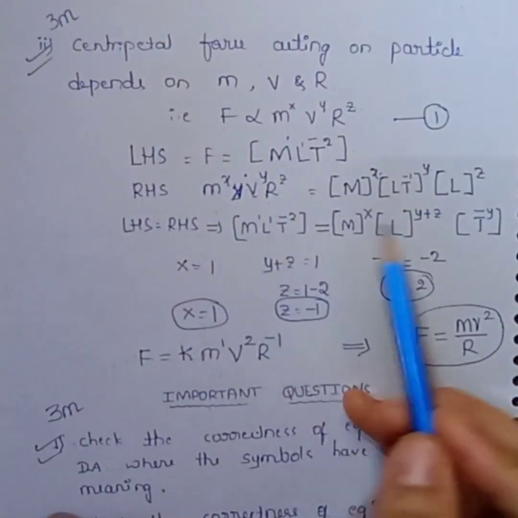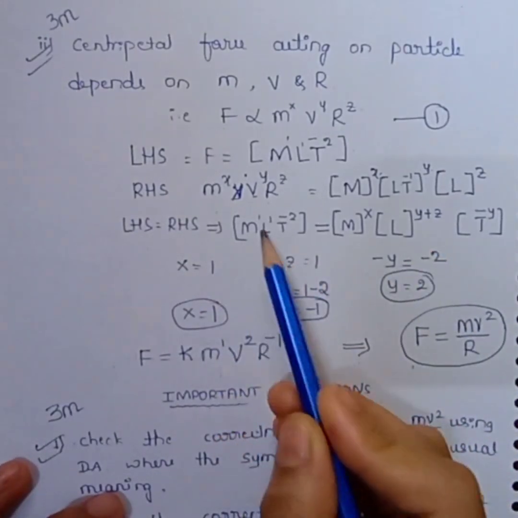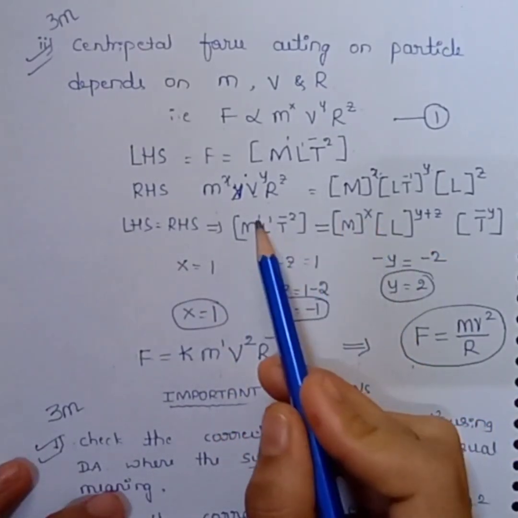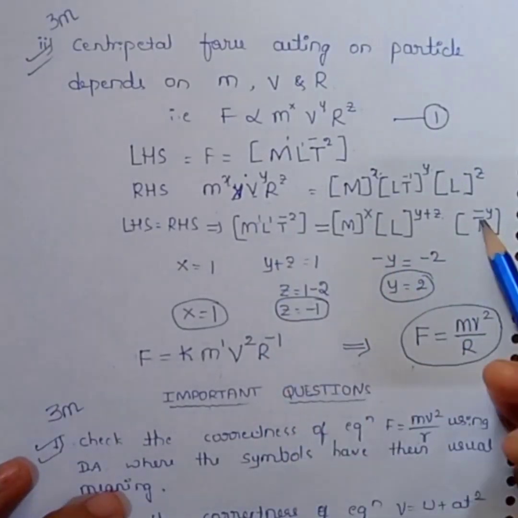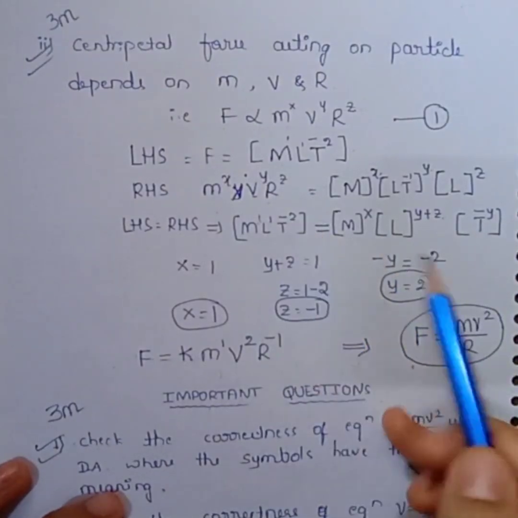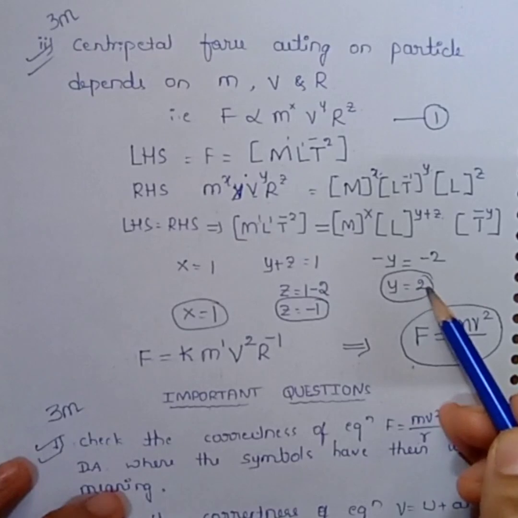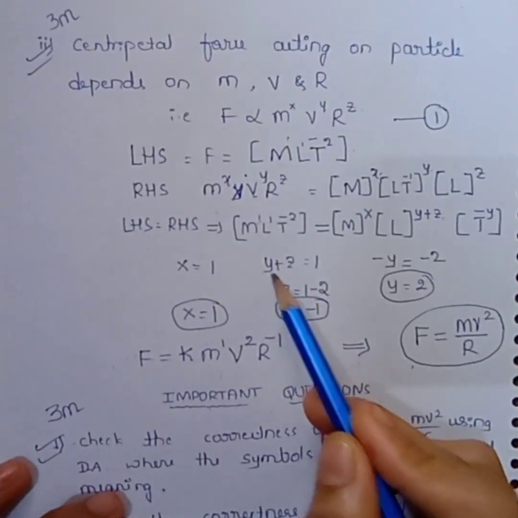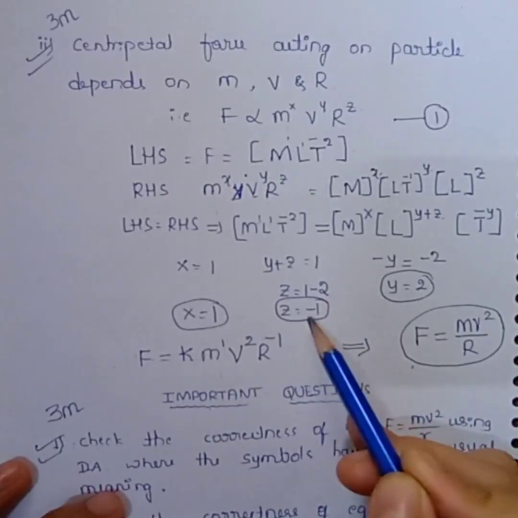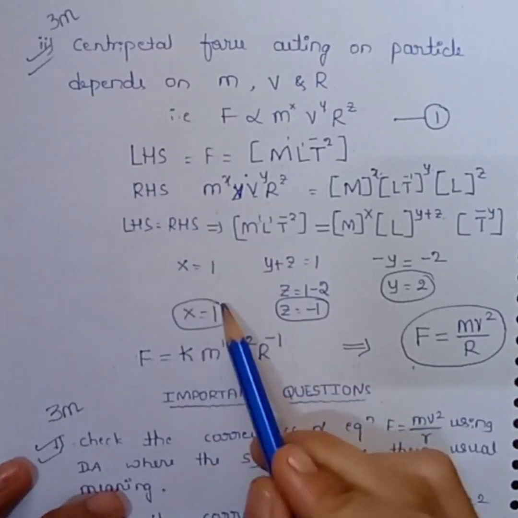Just by equating LHS and RHS parts, we get x equals 1, y plus z equals 1, and minus y equals minus 2. Then it becomes y equals 2, z equals 1 minus y, that one is 1 minus 2, z equals minus 1, and x equals 1, we already know it.